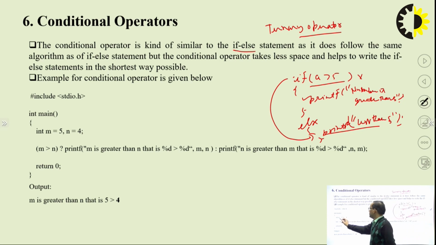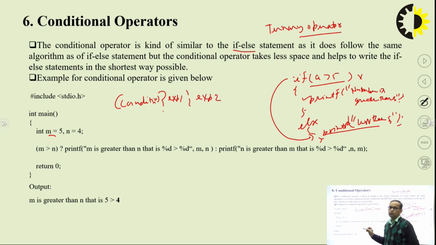Suppose here there is an integer variable m with value 5, and another variable n with value 4. Now what is the syntax of the conditional operator? The syntax of the conditional operator is this: here we write the condition, and here expression 1, this is the colon, and here is expression 2. So if the condition is satisfied, then expression 1 will be executed. If the condition is not satisfied, the condition is false, then expression 2 will execute.